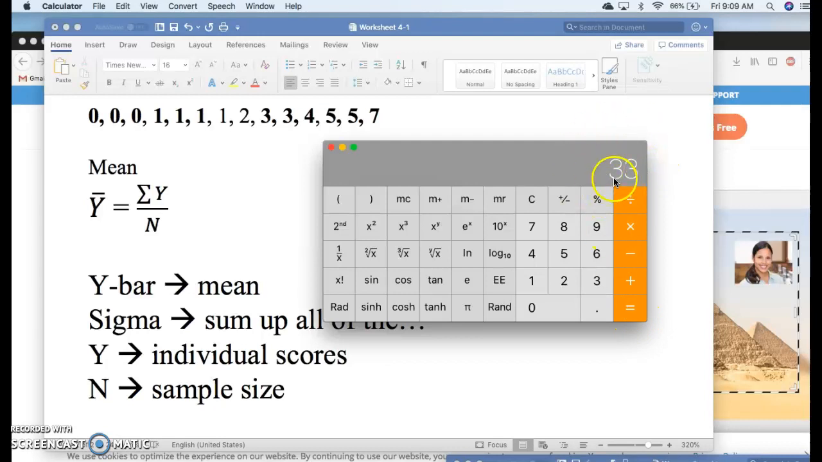We should get 33. So if you take all these numbers and add them up one by one, you'll get 33. After that, it says divide by n. Our n is the total sample size, and in this case, we have a sample size of 14 scores. So we're going to do 33 divided by 14. And in this case, we get 2.3571, etc. I'm going to round that to 2.4.